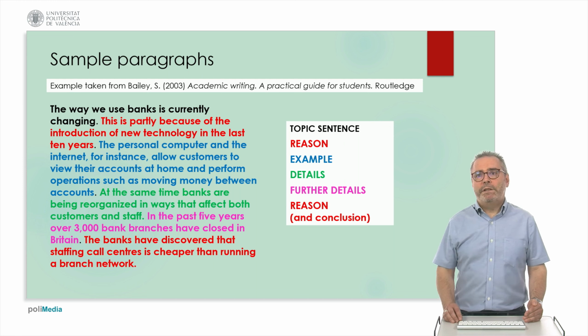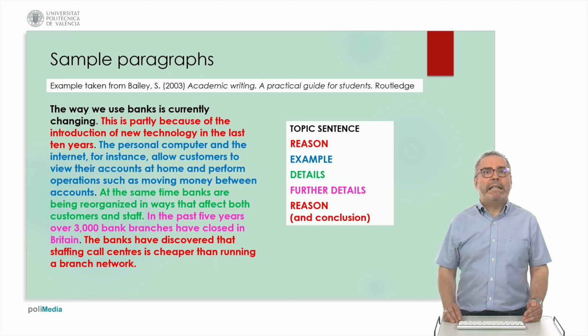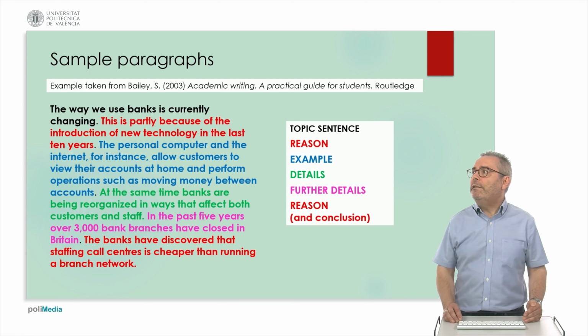In this first example, which is very general, we have the topic sentence on top. "The way we use banks is currently changing" is the topic, which is followed by the reason for the topic. "This is partly because of the introduction of new technology in the last 10 years." And then we have examples. "The personal computer and the internet, for instance, allow customers to view their account at home and perform operations such as moving money between accounts." And then we have details and further details.